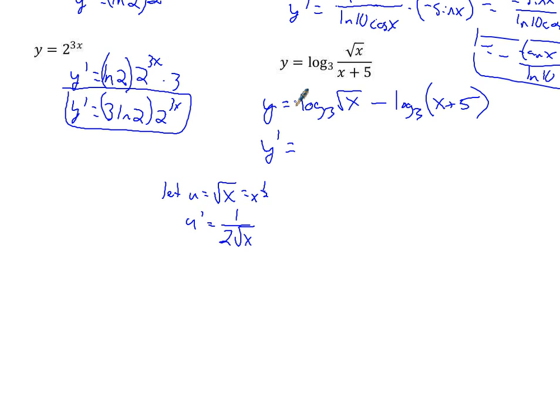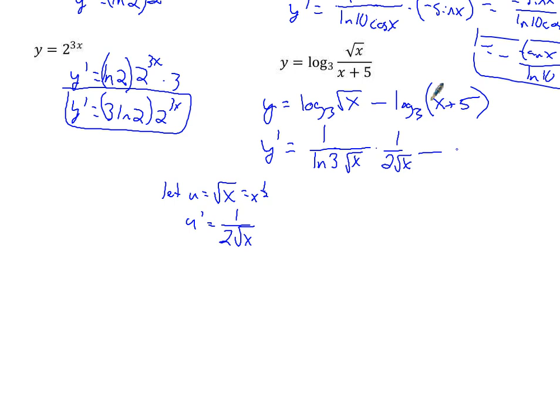So we get 1 over natural log of 3 times u, which is the square root of x, times u prime, which is 1 over 2 square root x, like that. And we have this minus sign here. For that one, u prime equals 1.